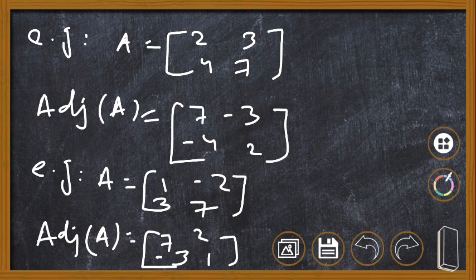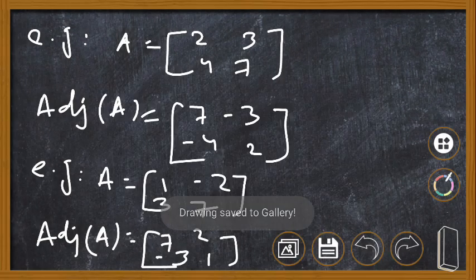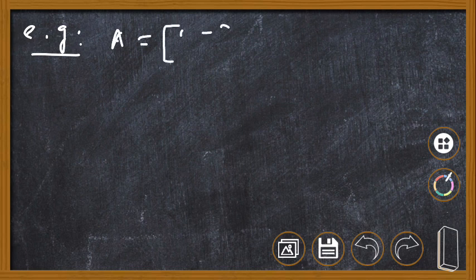Now for a 3 cross 3 matrix, we have to do a bit of work. So let us start to find the adjoint of a 3 cross 3 matrix. Let me take a 3 cross 3 matrix. Suppose A is equal to 1, minus 1, 2, then 2, 3 and 5, and minus 2, 0 and 1.